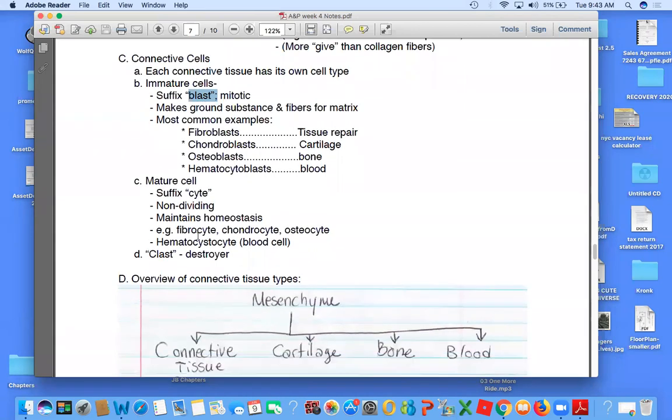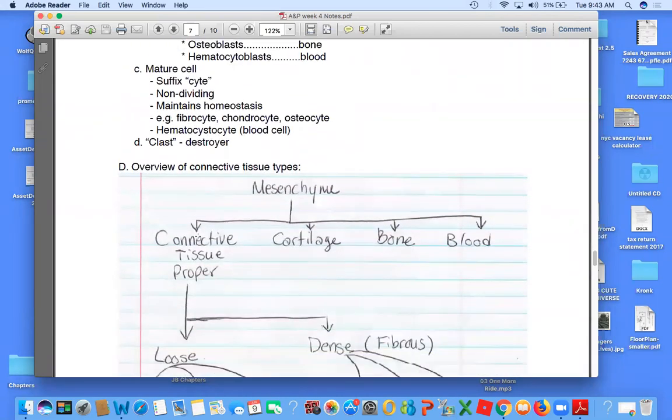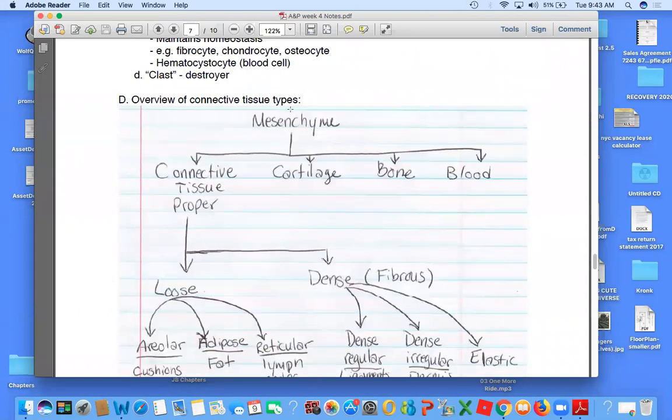So anyway, let me give you a quick overview of the different types of connective tissue. All the connective tissue come from something known as mesenchyme. All right, mesenchyme is the embryonic connective tissue of the body.